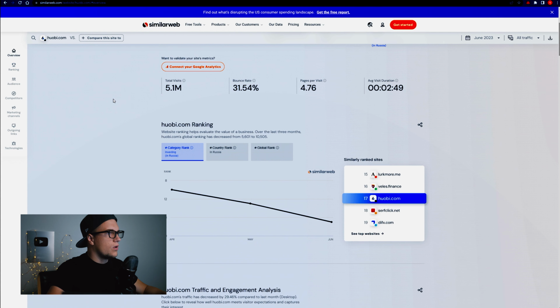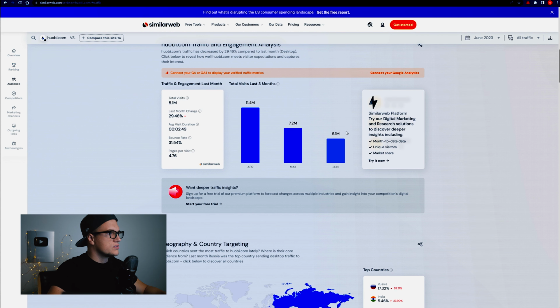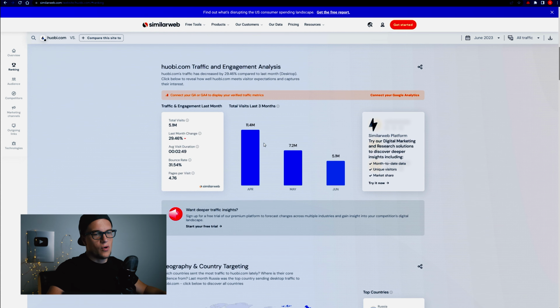It looks like Huobi is struggling with users these days. The website lost over half of all of its users, which is terrible. Something's definitely happening with Huobi. Average visit duration is 2 minutes and 49 seconds, which is kind of low. It looks like people don't really spend too much time on Huobi, or it could mean that Huobi is pumping its traffic and trying to inject paid visitors into the platform.